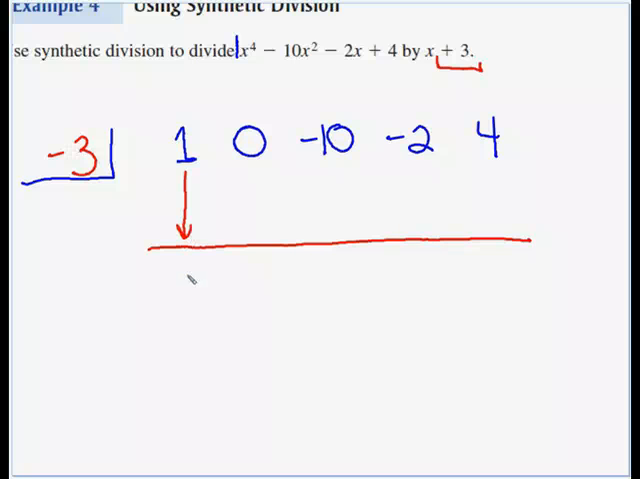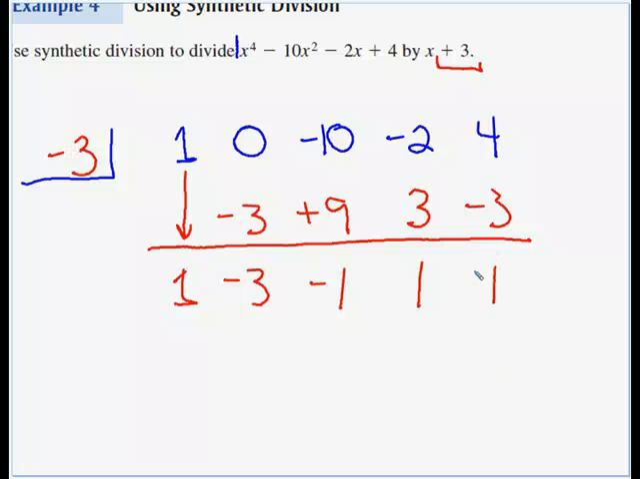Drop down your first number, 1. Negative 3 times 1 is negative 3, and you add, minus 3. Negative 3 times negative 3 is positive 9, and you add. Negative 10 and 9 is negative 1. Negative 3 times negative 1 is positive 3, and you add. Positive 1. Negative 3 times 1 is negative 3, and you add. So that turns out to be a positive 1. The last thing here, of course, will be our remainder. I'll just abbreviate that with an r.